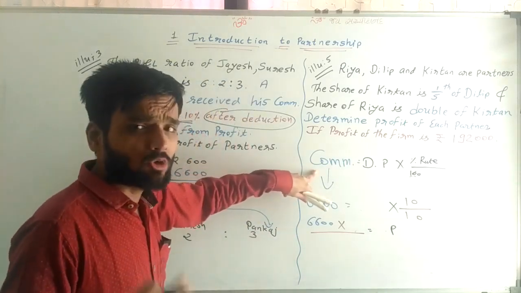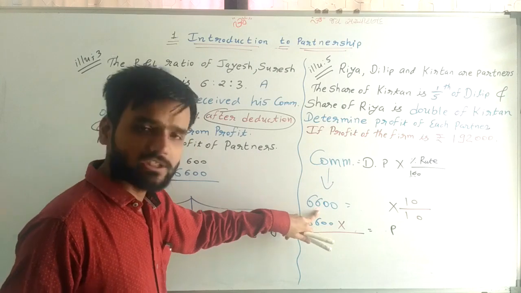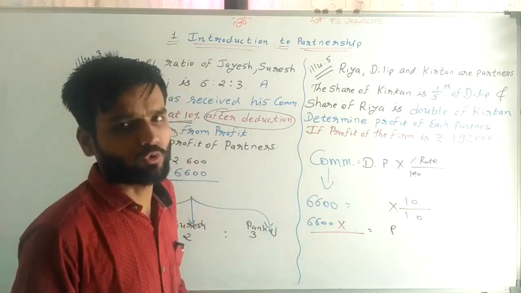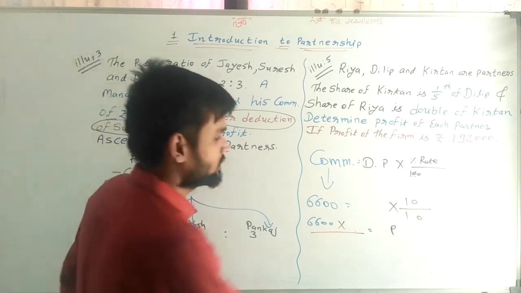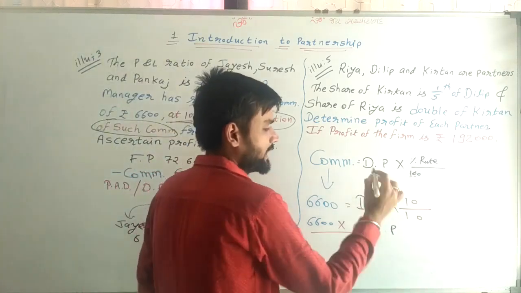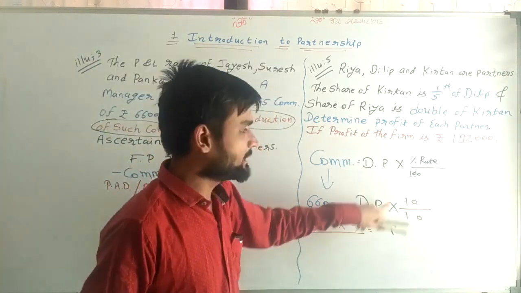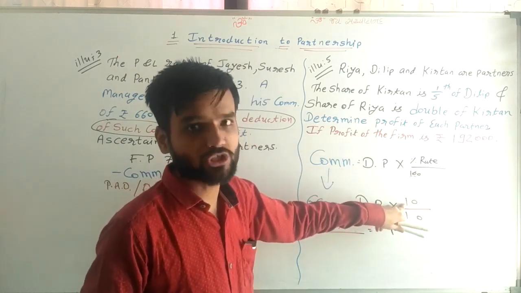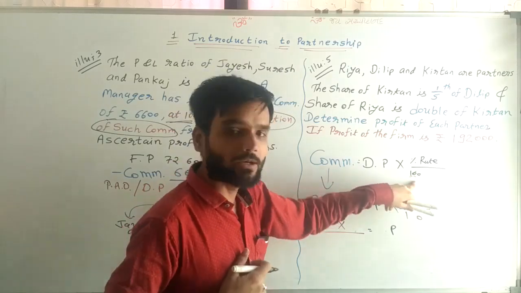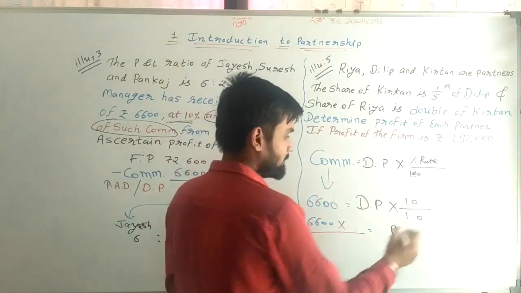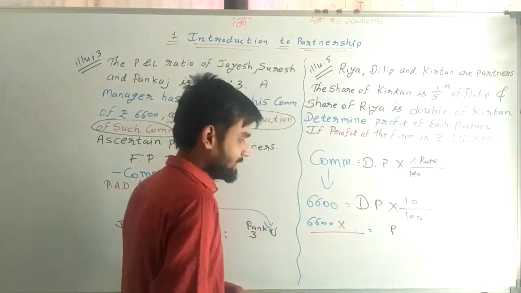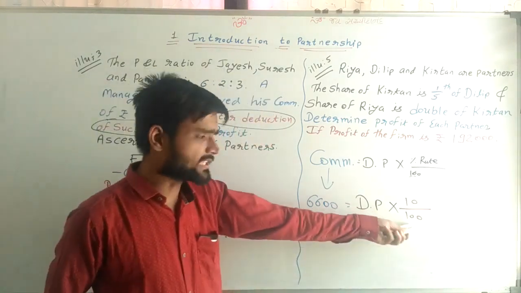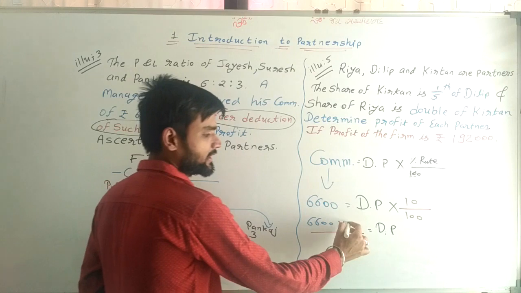Commission. What is the amount of commission? So the commission is equal to 6600. Written divisible profit. We don't know it, we need to find the divisible profit. So write down divisible profit as it is. Multiply with the rate, that is 10. Rate of commission is 10 and divided by 100 only. So divide by 100. Now we need to find the divisible profit. So change the side of 100. Multiply with 100.